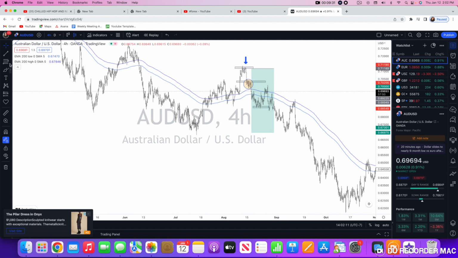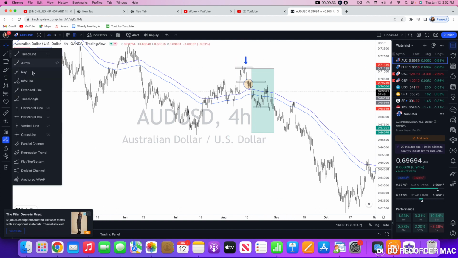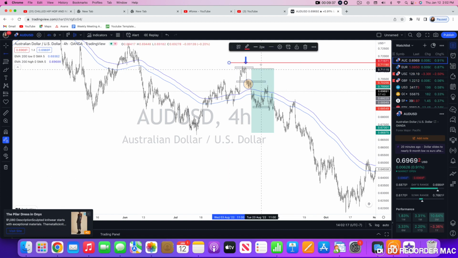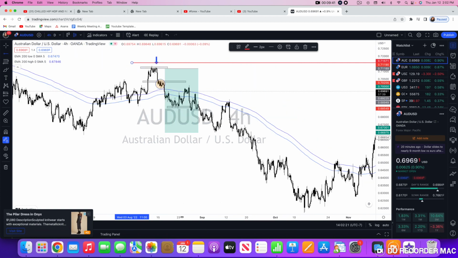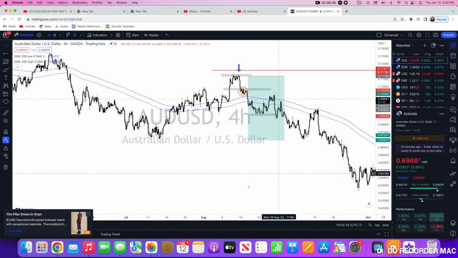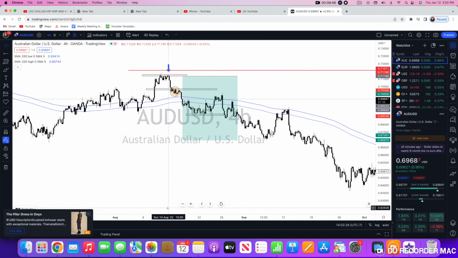So we'll just use something like a horizontal ray as our quote-unquote stop loss. Perfect. It's red and everything. So I'm going to zoom in just a bit more, just to make it a little more clear.